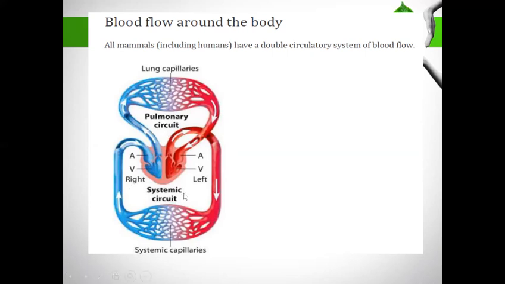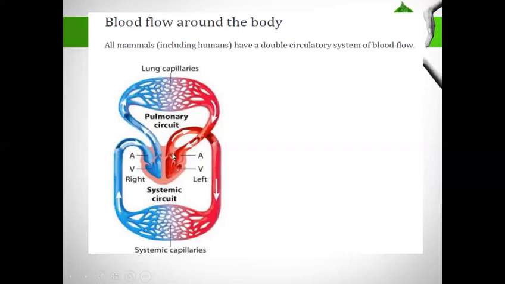And the other type of circulation is called systemic circulation. This circulation is between the body cells and the heart. As you can see, the vena cava collects CO2 blood from different parts of the body and transports it to the right atrium. So this type of circulation is systemic circulation.